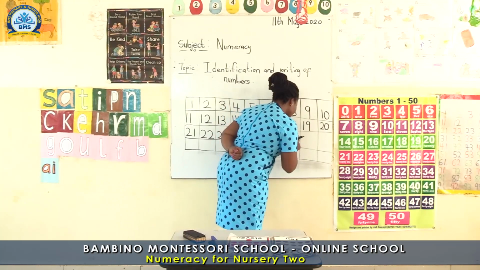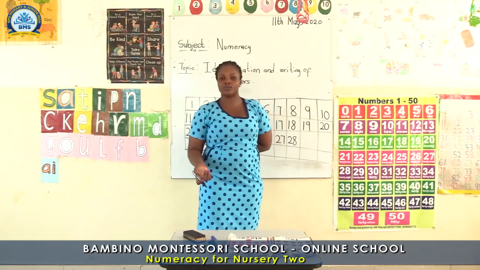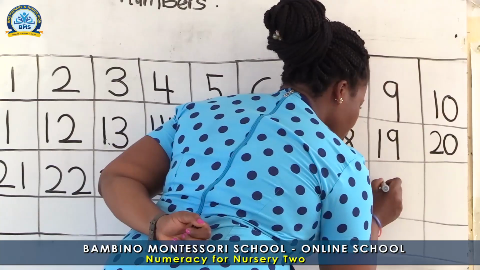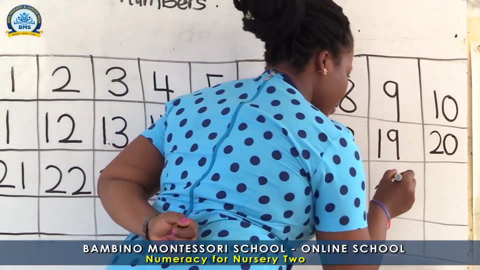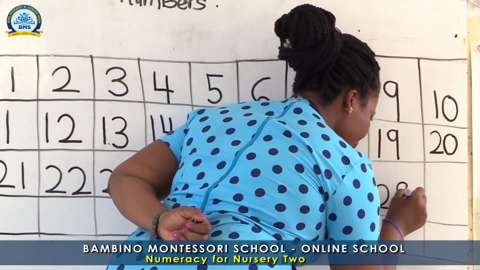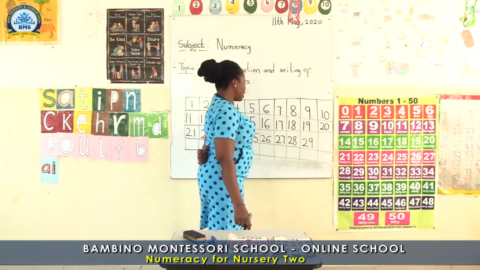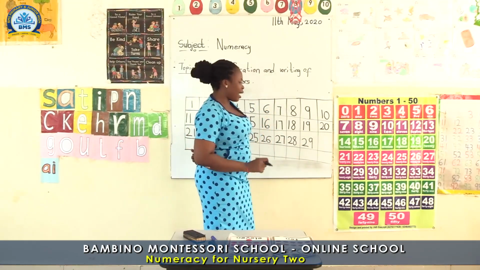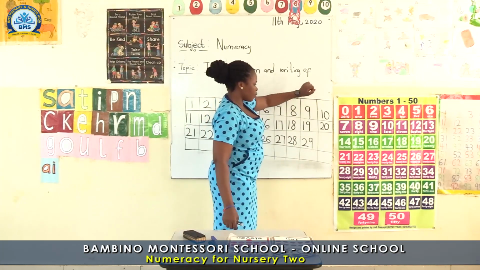Good. From 28, we move to the next number. From 28, what number do we go to? 29. Your 2 first. What number is up here? 9. So you write your 9 here to get the number 29. Now let's move on. From 29, what number do you go to? 30. Remember, we counted from here.